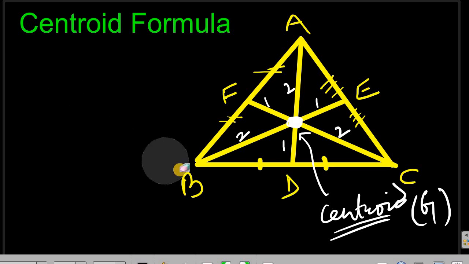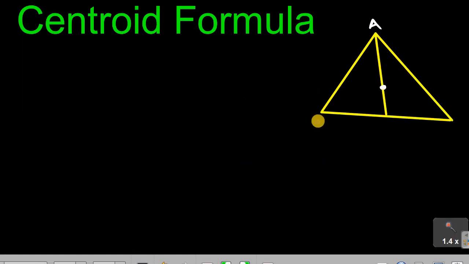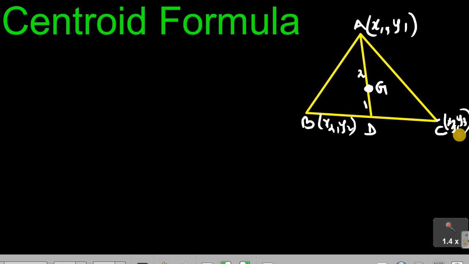Now let's come back to the section formula. For our convenience, let's take only one median so that the figure doesn't become dirty. Let's suppose G is the centroid point of this triangle ABC, and if G is the centroid point, then it divides the median, that is AD, in the ratio 2:1 from the vertex. As you know, the vertices of triangle ABC are A, B and C, as shown in the figure, (x1, y1), (x2, y2) and (x3, y3) respectively.